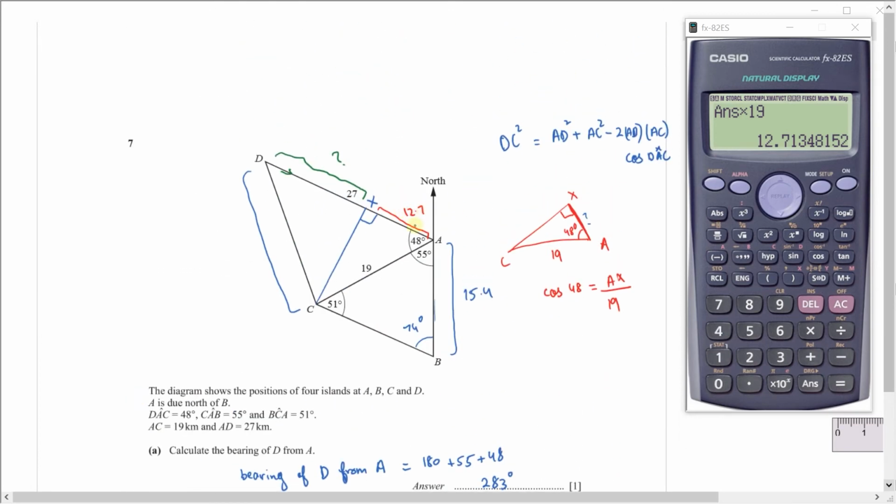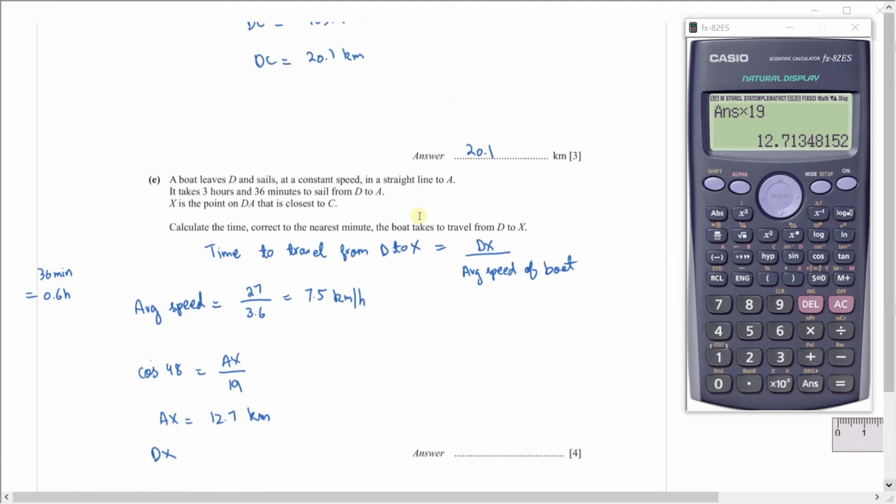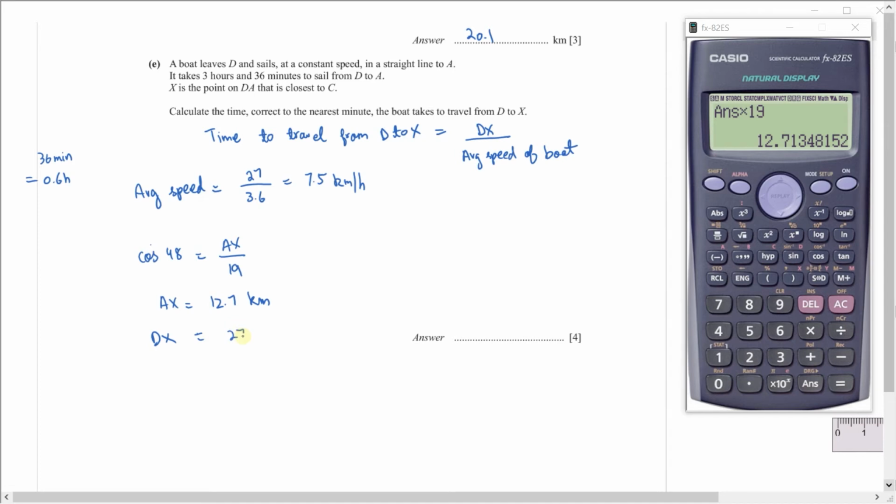Now DX. This is 12.7. The full length is 27. So DX will be 27 minus 12.7, which is 14.3 kilometers. Now we can substitute the values in this formula to get the time to travel from D to X. So the distance DX is 14.3 over the speed of the boat, which is 7.5. 14.3 divided by 7.5 is 1.90.